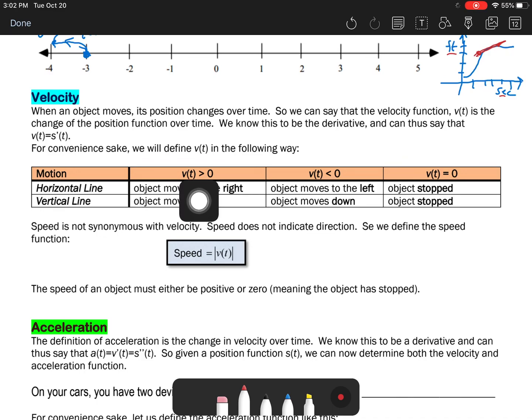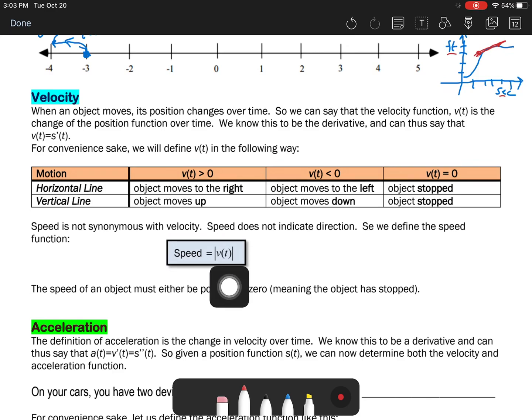If we have a positive velocity, remember that velocity is a signed vector, so if it's a positive number, we know that it's moving to the right. If velocity is less than 0 or negative, that means it's moving to the left, and if it's equal to 0, it's not moving at all, it's stopped. With vertical, a positive velocity means it's moving upward, a negative velocity means it's moving downward, and obviously 0 is stopped. So with vertical, we talked about that vertical motion: up, down, and stopped.